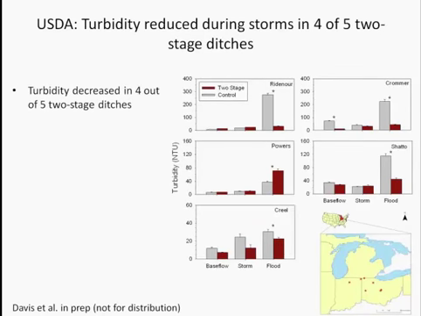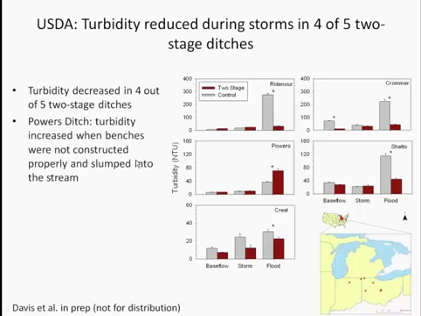So in addition to Shadow, we've looked at turbidity in 5 two-stage ditches, and we see very similar patterns. For this study, we separated out our turbidity based on discharge. So we've got base flow, storm flow that didn't inundate the benches, and then floods that inundate the benches. Control reach in gray, the two-stage reach in maroon. And at 4 out of 5 of these sites, turbidity decreased during storms.